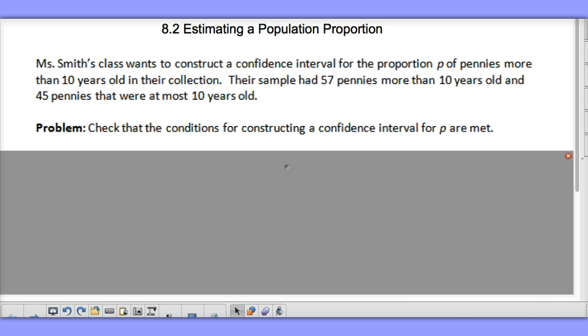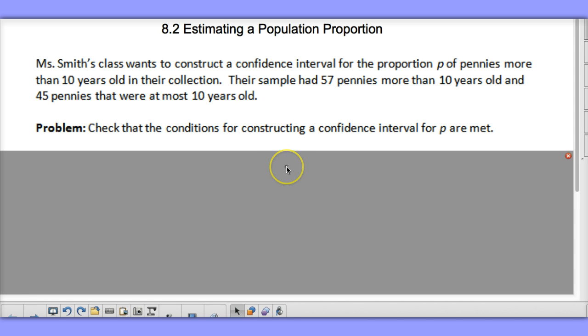So Mrs. Smith's class sampled 102 pennies. 57 of them were more than 10 years old, and 45 were 10 years old or younger. And to construct our confidence interval, we need to first make sure the conditions for constructing a confidence interval for a population proportion P are met.